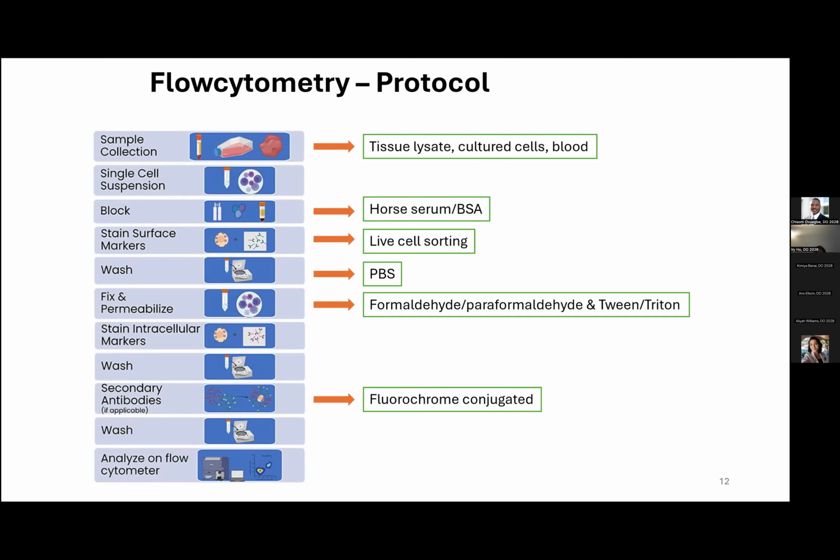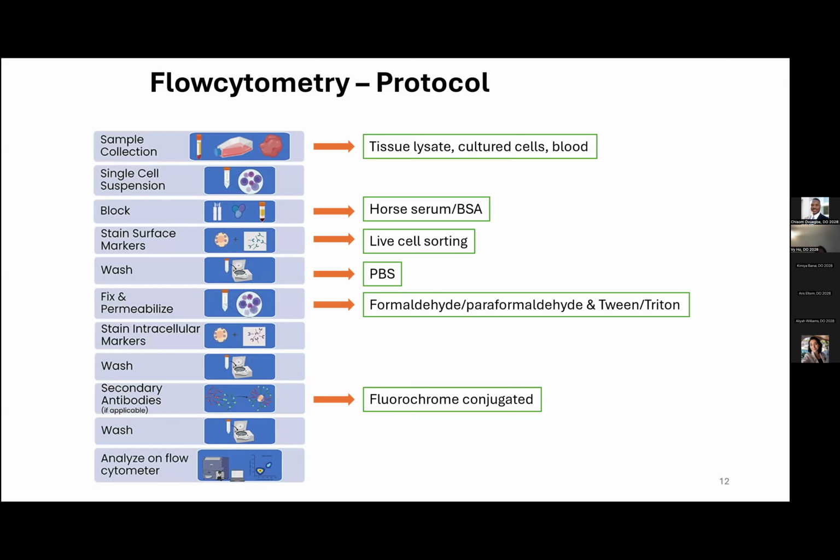If your protein of interest is intracellular, that means inside the cell, inside the cytoplasm or nucleus or inside any organelles, we need to do permeabilization. That means we need to use a detergent like Tween or Triton. Those detergents will make small pores in the membrane that will let the antibody inside to bind with the protein of interest. So fixation and permeabilization is one of the key steps.